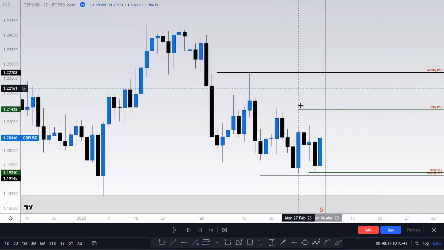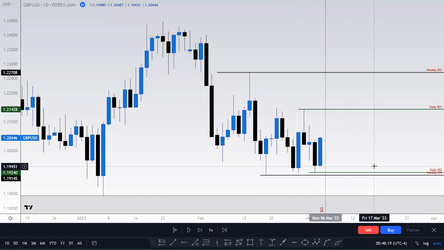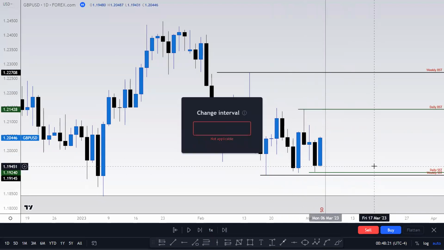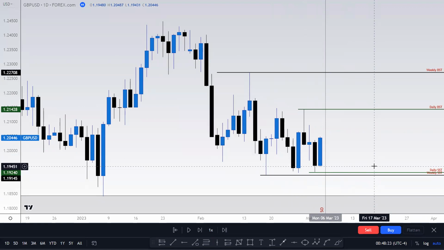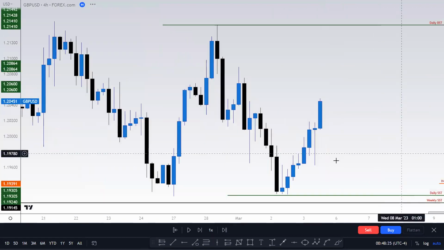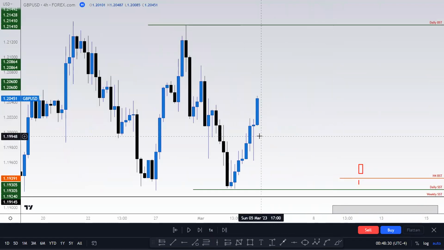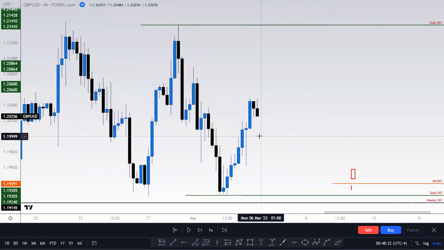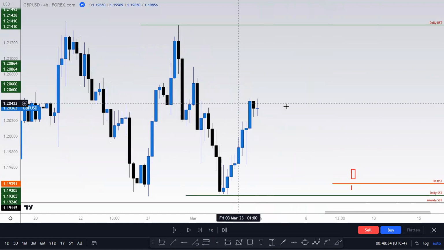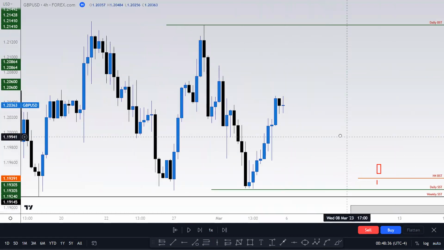So starting with Monday, which is Monday the 6th of March. Going into the day, we already had clear buy side and sell side, so I'm not going to focus so much on the higher time frame levels. I will be paying a lot more attention to our lower time frame levels as well as the lower time frame confirmation. First, I'm just going to use bar replay to go back to Monday.